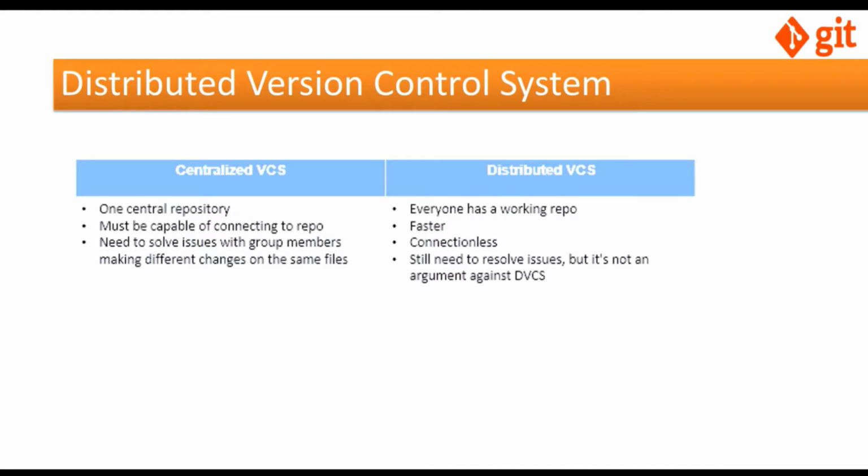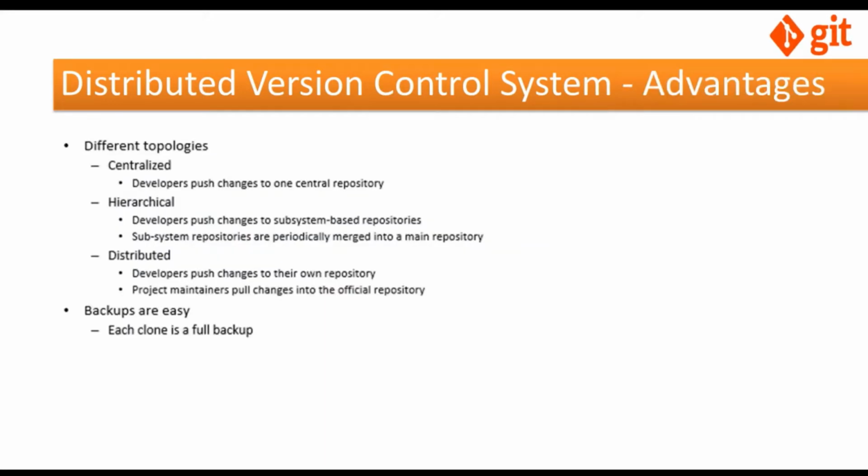Still, if I'm working on the same file as another developer, whoever pushes second has to pull again, merge the code, and push it back to the respective branch. The advantages of a distributed version control system are the different topologies, centralized, hierarchical, distributed and so forth, which is more effective. Backups are easy because each clone is a full backup.